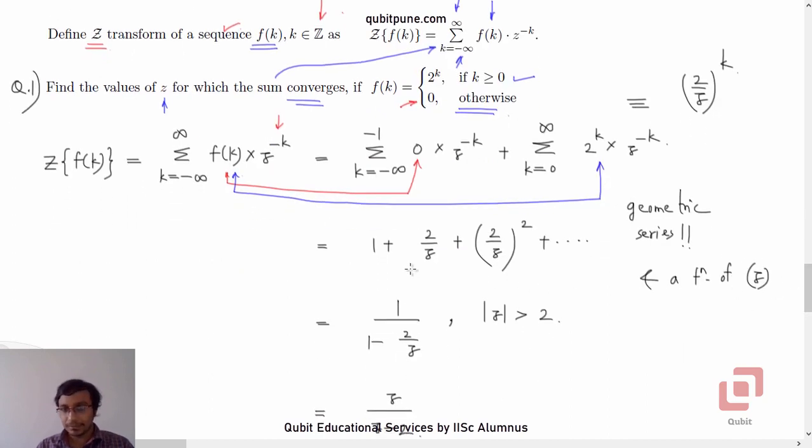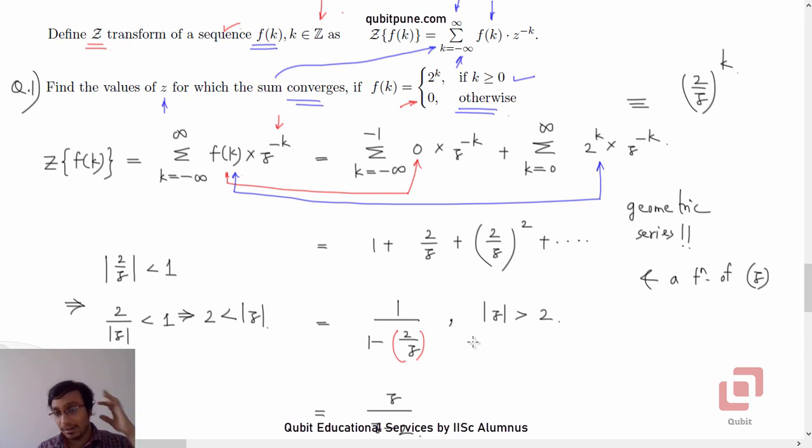And because it is an infinite series, let's now try to find the region of convergence. Use the formula. It is going to be 1 upon 1 minus r, but this formula will be applicable only when the absolute value of r should be less than 1. So if we want mod of 2 by z to be less than 1, what does this imply? This implies that 2 upon mod z should be less than 1, or this also implies that 2 should be less than mod of z, or mod of z is greater than 2.